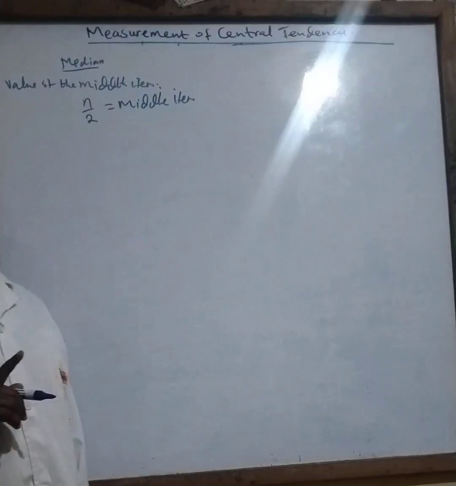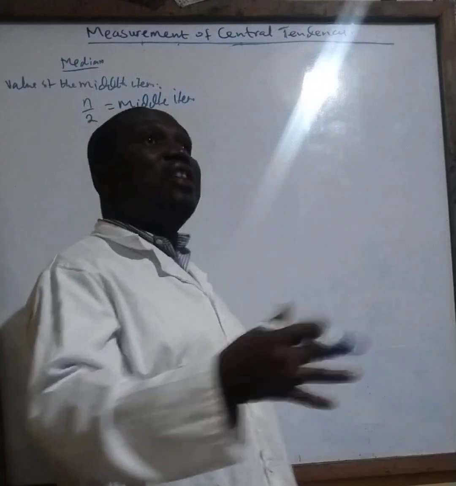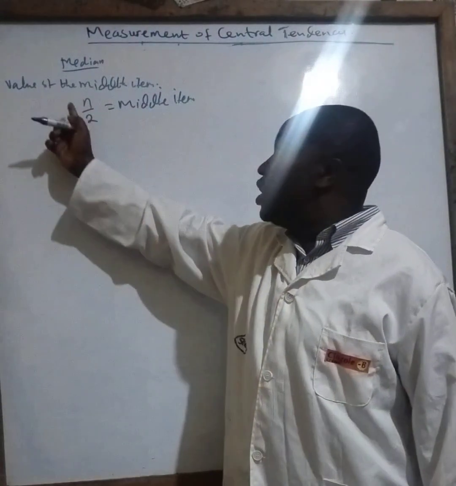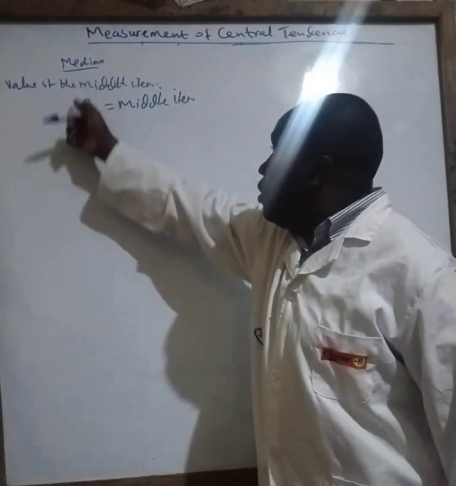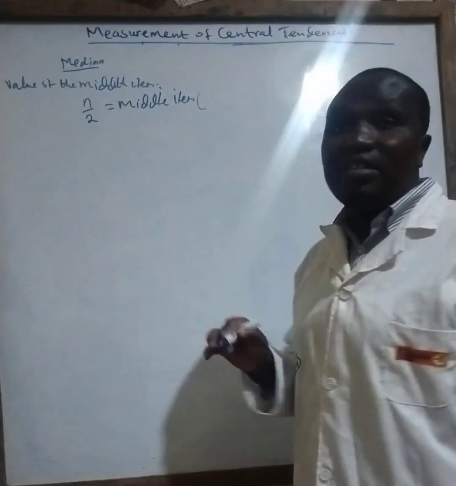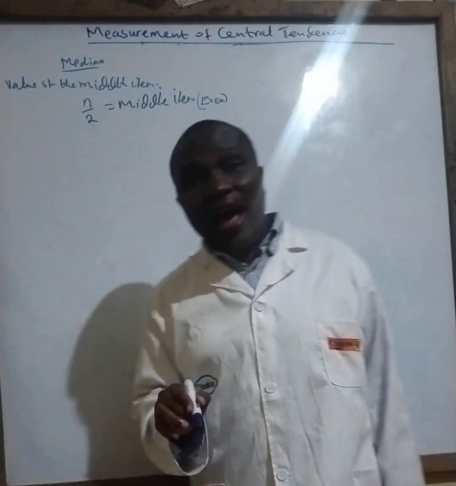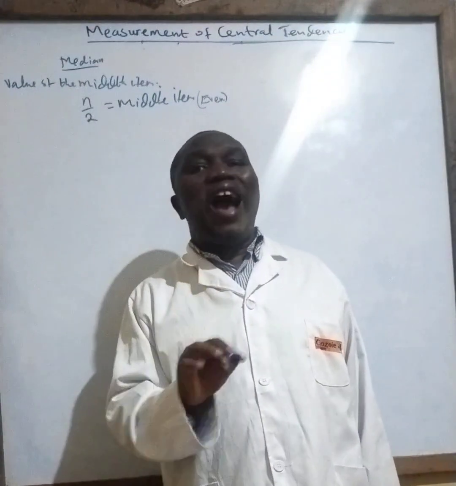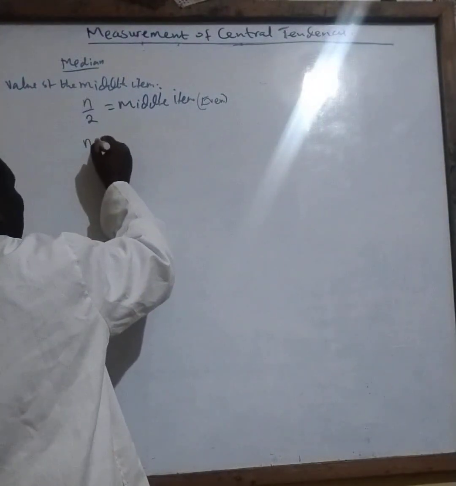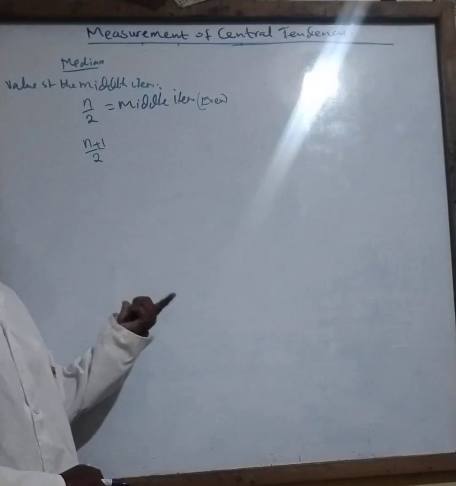And when you are saying n divided by 2, is it an odd number or an even number? That is very important when it comes to median. Now in this case, if the values add up to even numbers, it will be n divided by 2. This formula here is used to obtain the middle number if the items are even. If the items are odd, we don't use this formula, but we use now n plus 1 divided by 2.